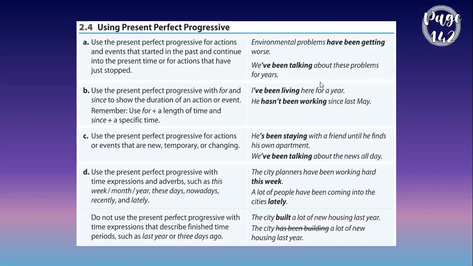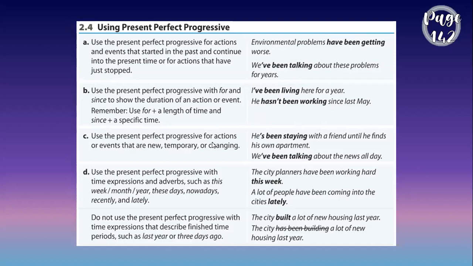I've been living here for a year. Okay, we are using for. I have been living here for a year. He hasn't been working since last May. Remember that we use for with a specific amount of time, right? And since with events that already started at a point on a timeline, okay? And maybe they are still happening right now. That's why it says since last May.